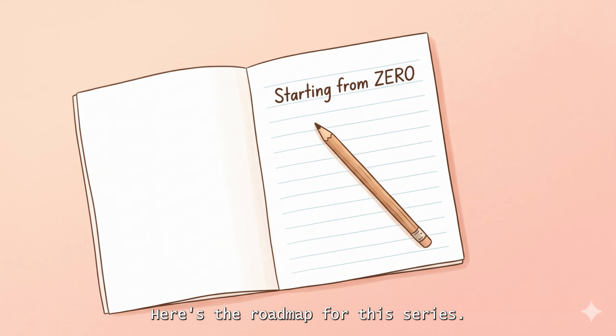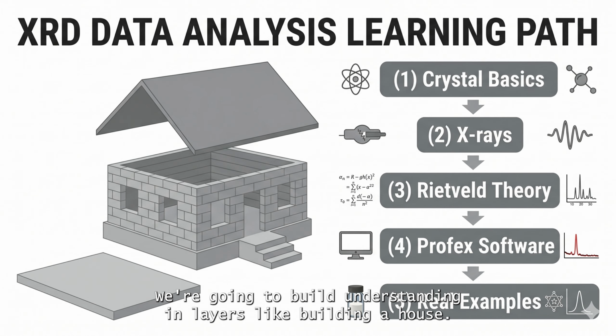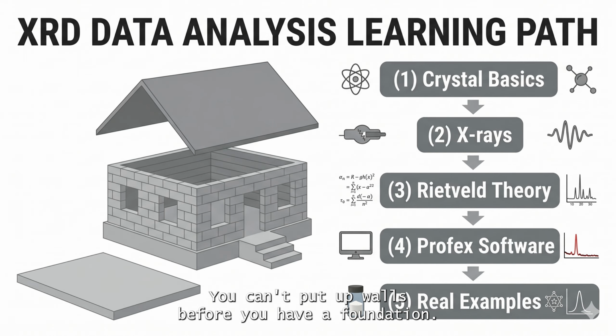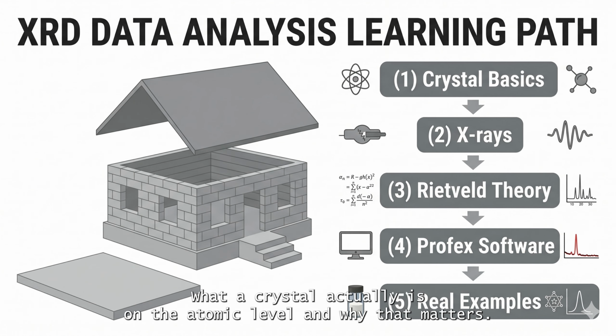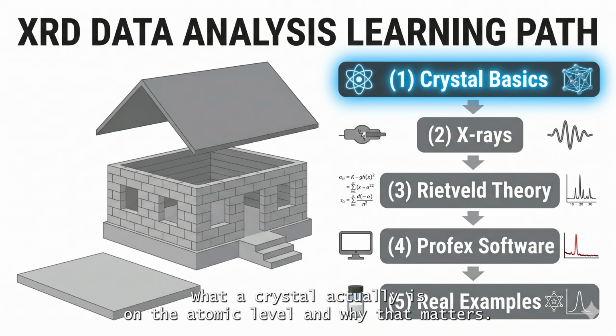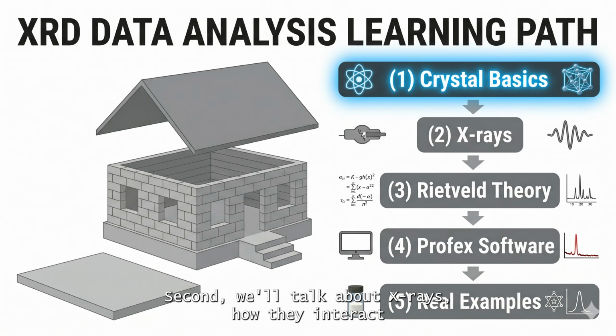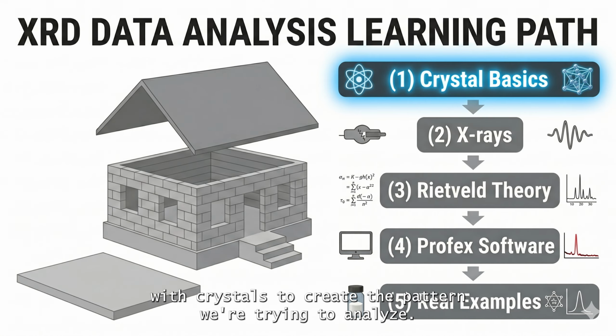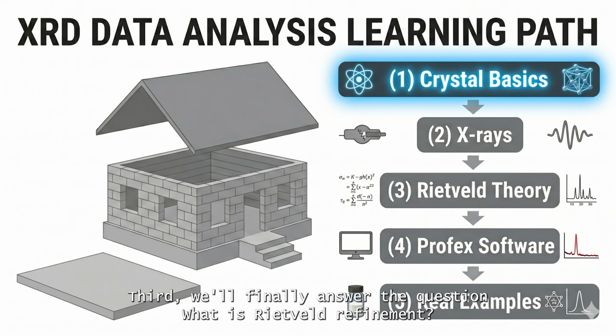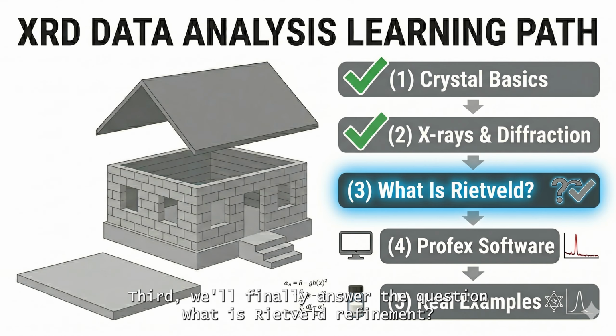Here's the roadmap for this series. We're going to build understanding in layers, like building a house. You can't put up walls before you have a foundation. First, we'll cover crystal basics, what a crystal actually is on the atomic level, and why that matters. Second, we'll talk about X-rays, how they interact with crystals to create the pattern we're trying to analyze. Third, we'll finally answer the question, what is Rietveld refinement?